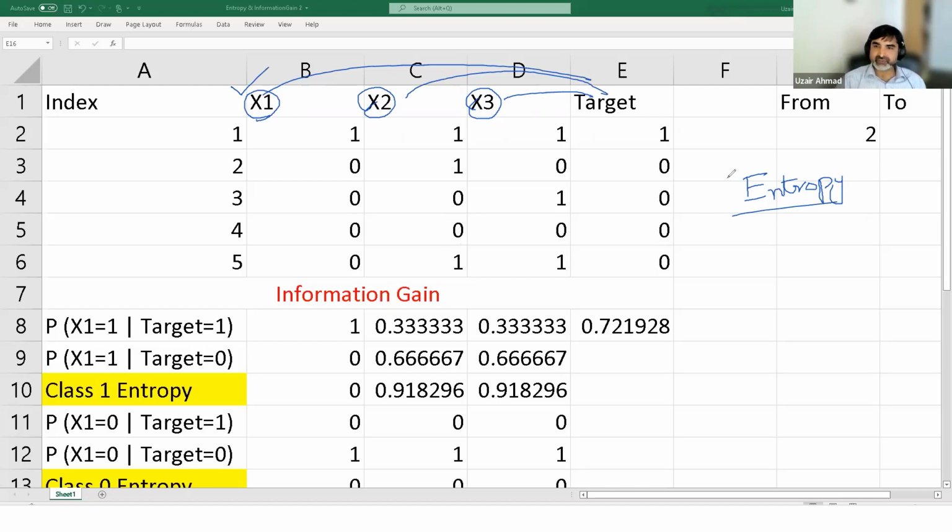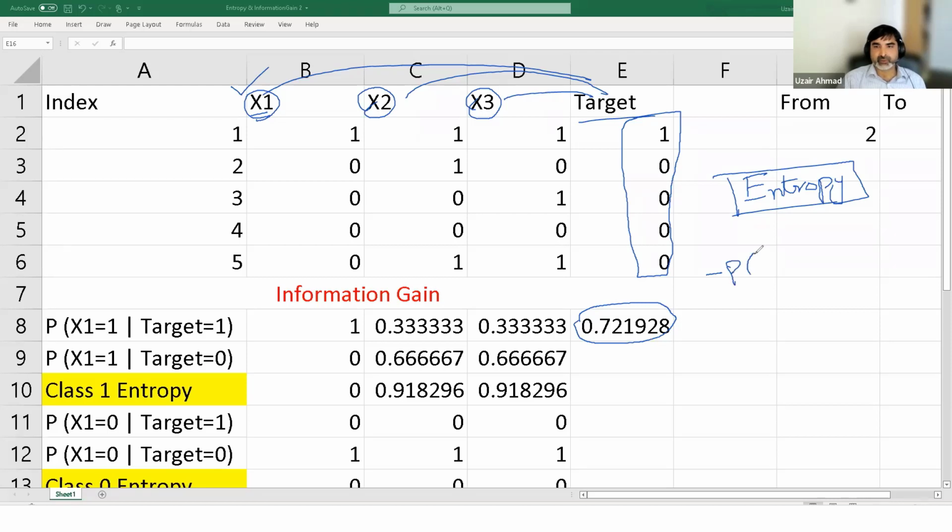Now we have this entropy that measures the impurity of our target variable. Why do we need this? We want to find a way to reduce this impurity. So if we know the value of x1, how much does the entropy of the target reduce? If we calculate the entropy of the target, it is 0.72 right now. You can go ahead and calculate.